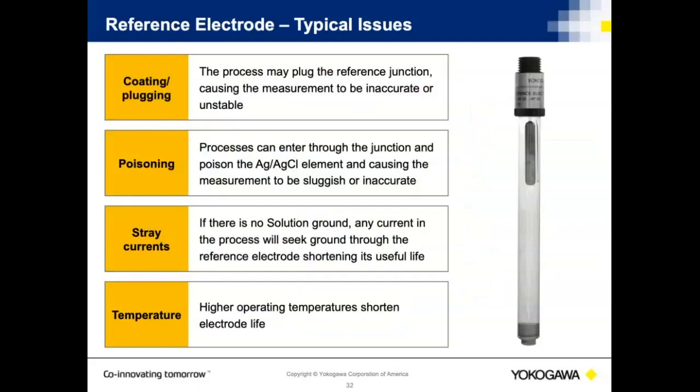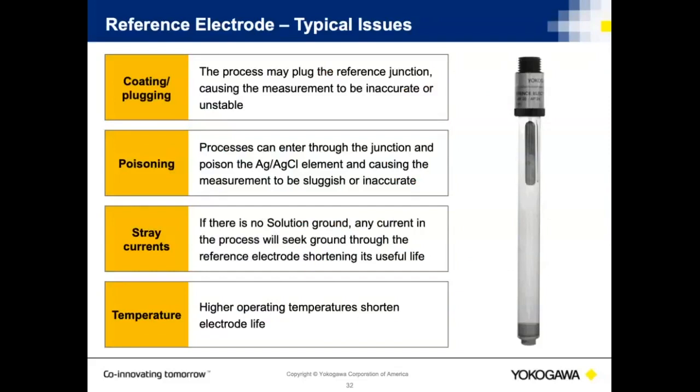Reference electrode issues: coating, poisoning, stray currents, temperature, all can be issues. Coating, going back to the measuring electrode example, as soon as that reference junction gets coated over, it is going to be harder for it to make its measurement. Poisoning: any ions in solution that don't like silver chloride will eventually make their way into the reference electrode and poison the actual silver chloride.